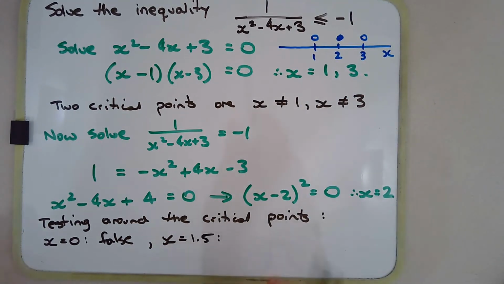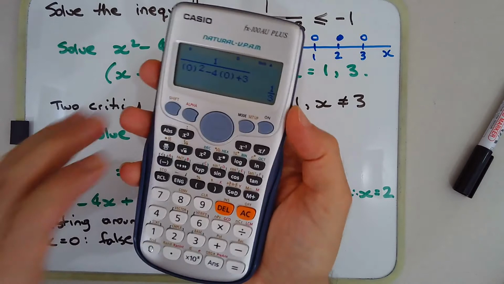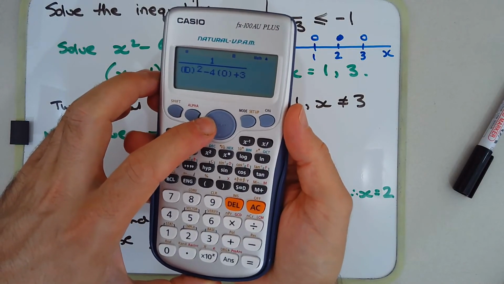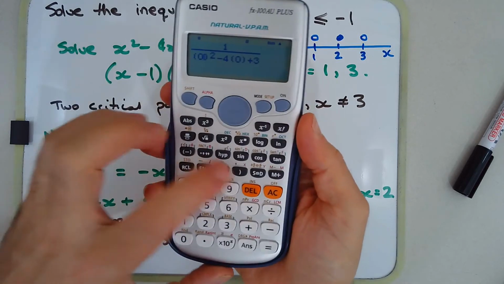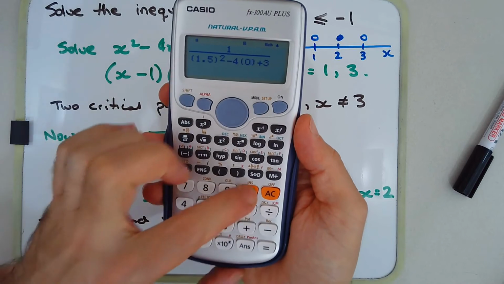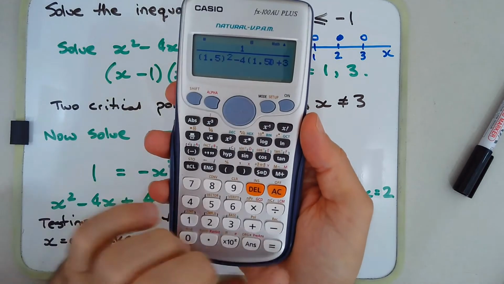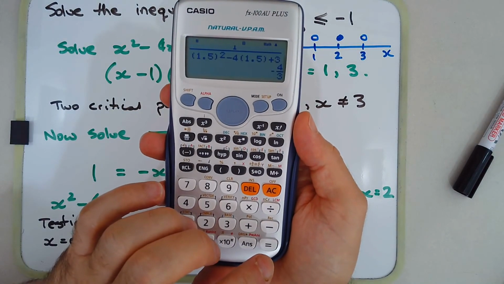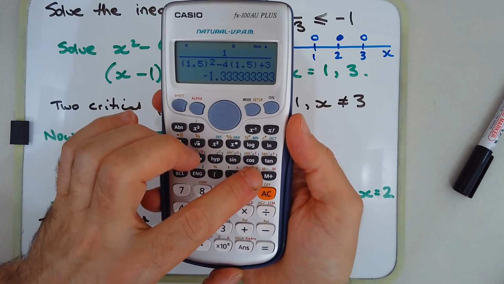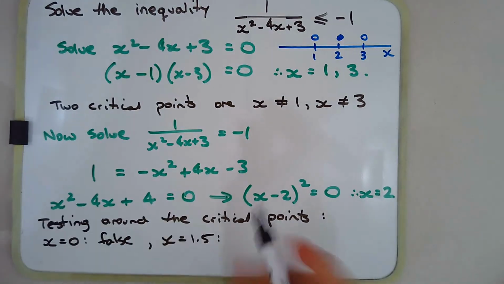Now we're going to test x equaling maybe 1.5. We'll go back here and edit. There's a couple of ways we can do this. We can also store the value in the memory location, but I might just replace this with 1.5. It's very important to use the brackets as well. And we get -4 on 3, which is in fact less than -1. So that's in fact true.